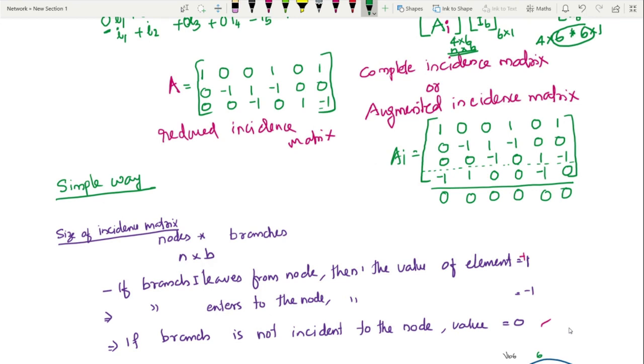Usually we prefer removing the last row, that is, the one corresponding to the reference node. The remaining matrix is known as the reduced incidence matrix. It is denoted by A. So what is the size of the reduced incidence matrix in general? It is (n minus 1) by b. In this case, we have 4 nodes, so it is 3 by 6.